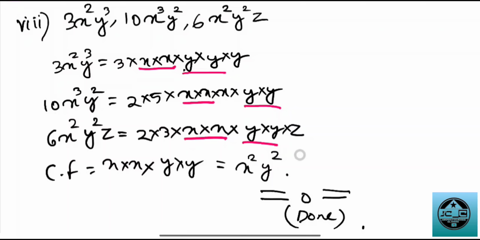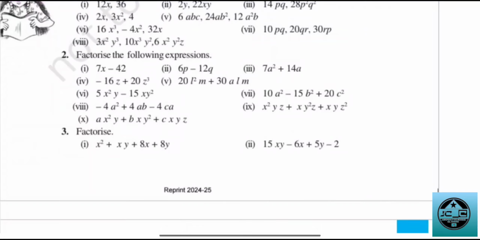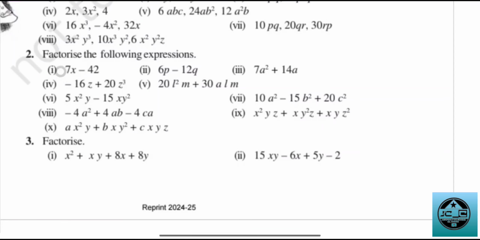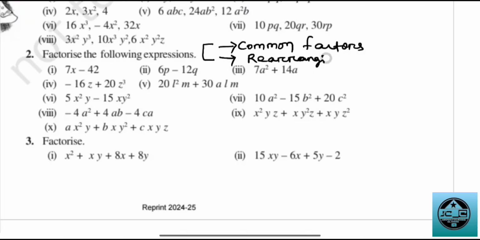Now let's move to question number 2. Question number 2 asks us to factorize the following expressions. As we know, factorization means, anyway there are two different methods. One is to factorize by taking the common factors, and the another method is by rearranging the terms.